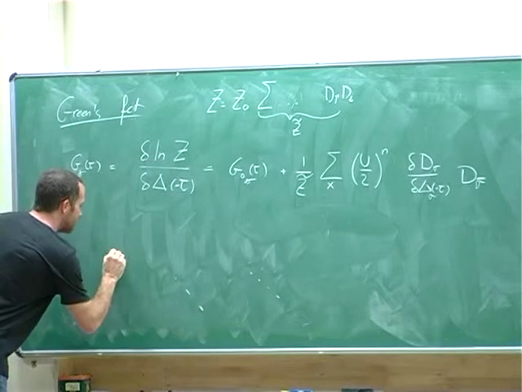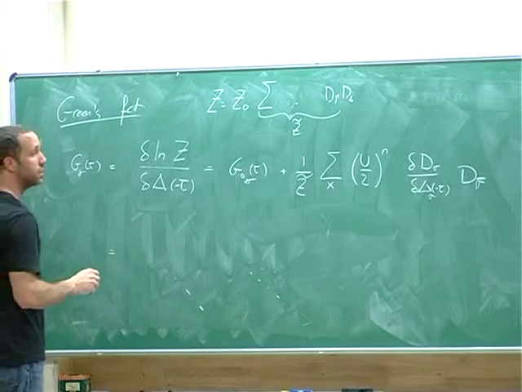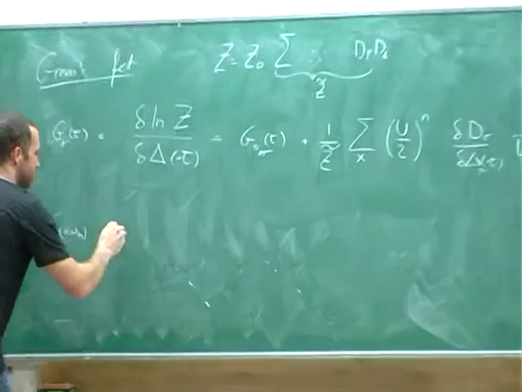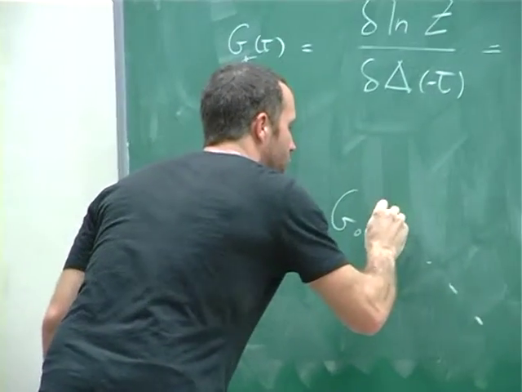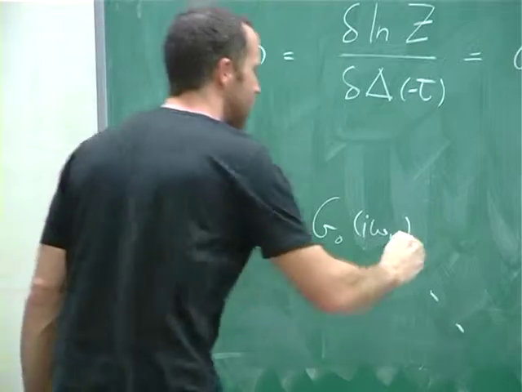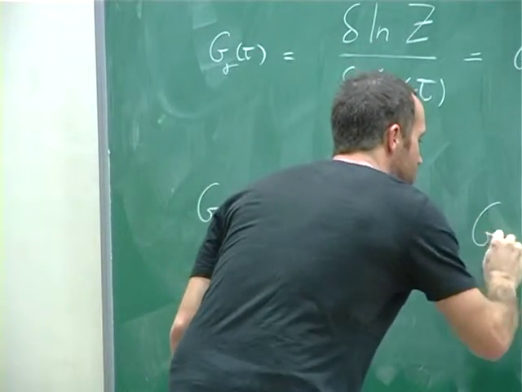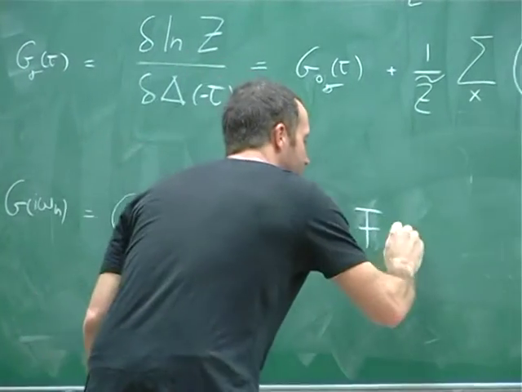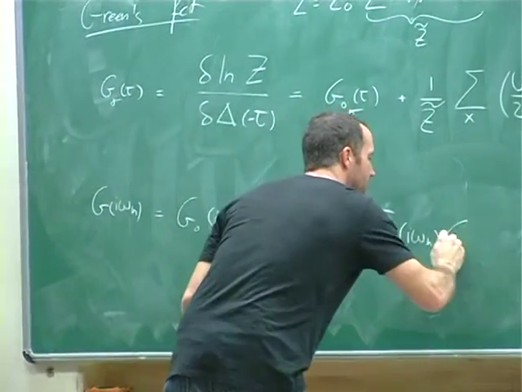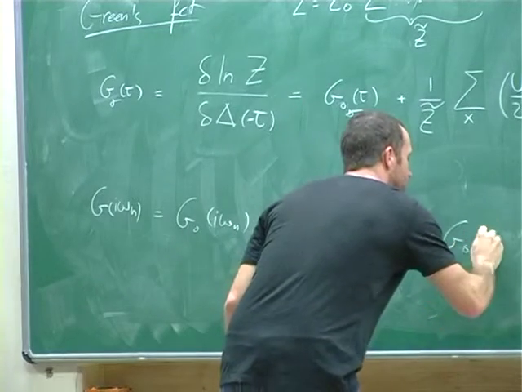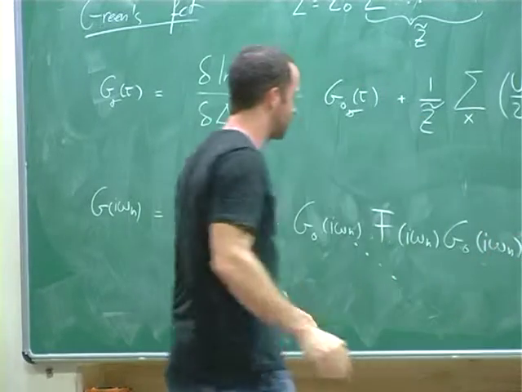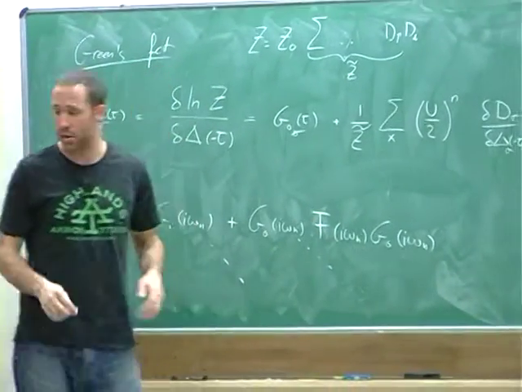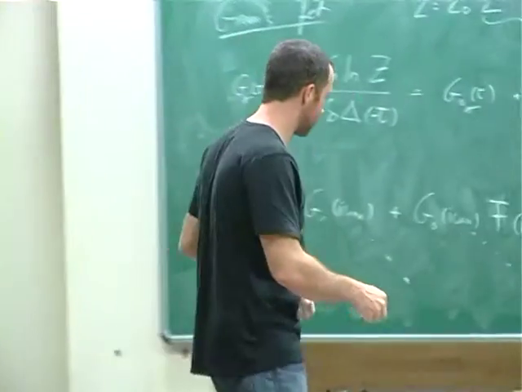So I'll give you the answer, and I'll write it actually. I'll write it in Matsubara frequencies directly. So G is G0 of i omega n plus, and the second term is G0 of i omega n, some function f of i omega n, G0 of i omega n. So the Green's function is something like this, G0 plus G0 f G0. So now I just have to tell you what is f, and we're done.